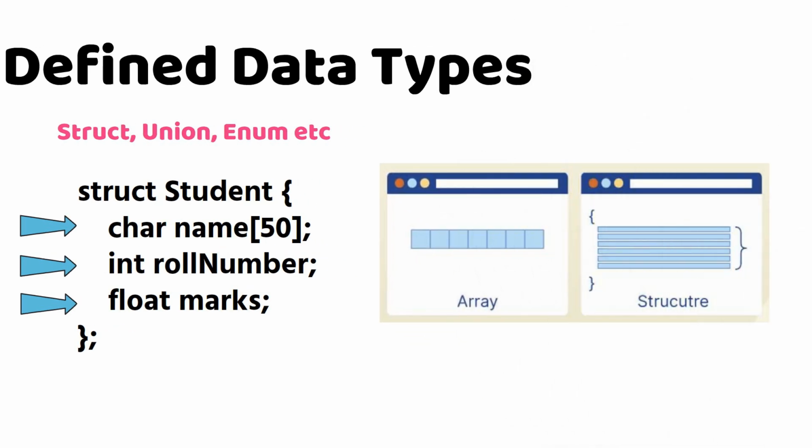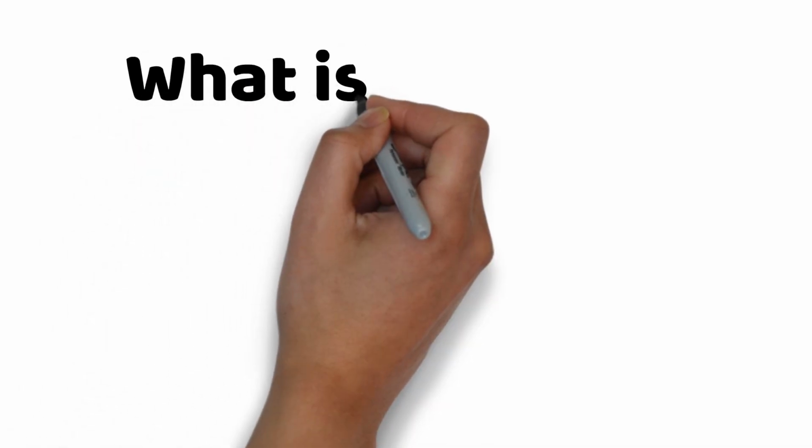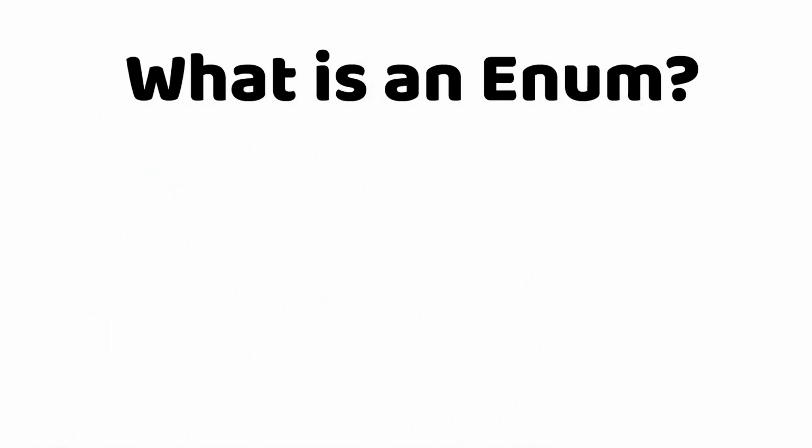Well, this looks quite similar to an array, but it is not. An array always stores data of similar data type, whereas a structure can store data of different data types. As you can see, it stores name, which is of char, it stores roll number, which is of int, and it stores marks, which is of float data type. We will see structures in detail in a specific video later on in this course.